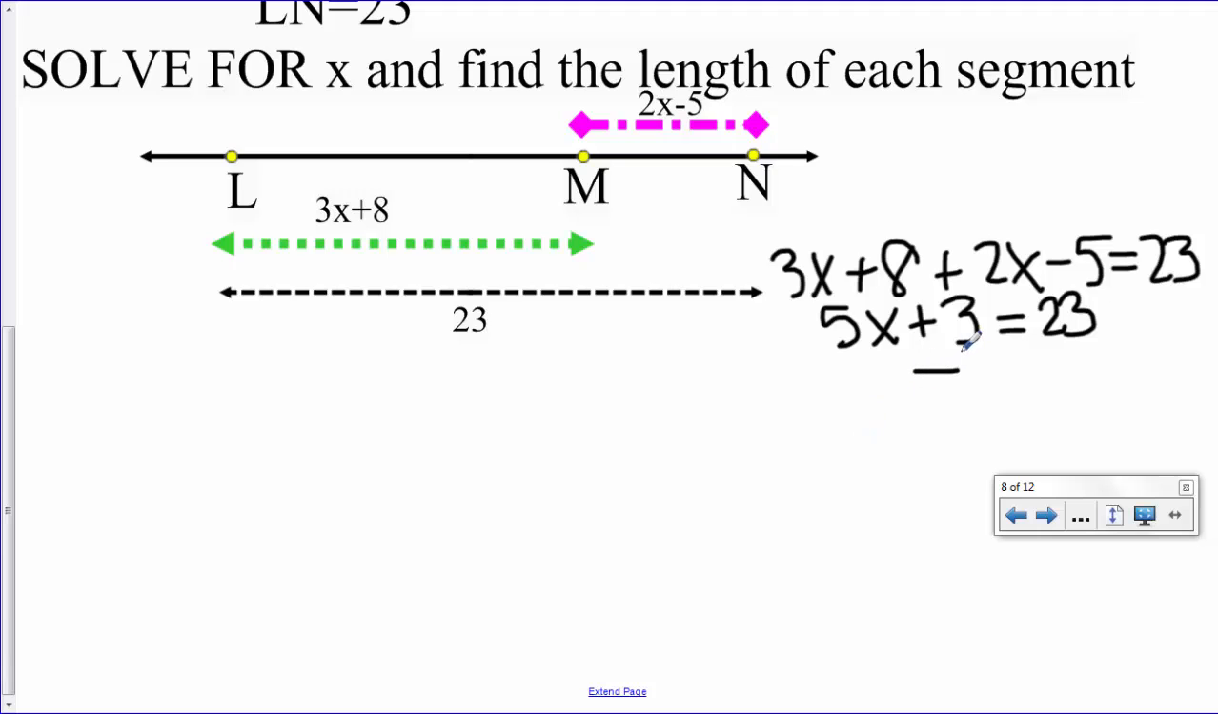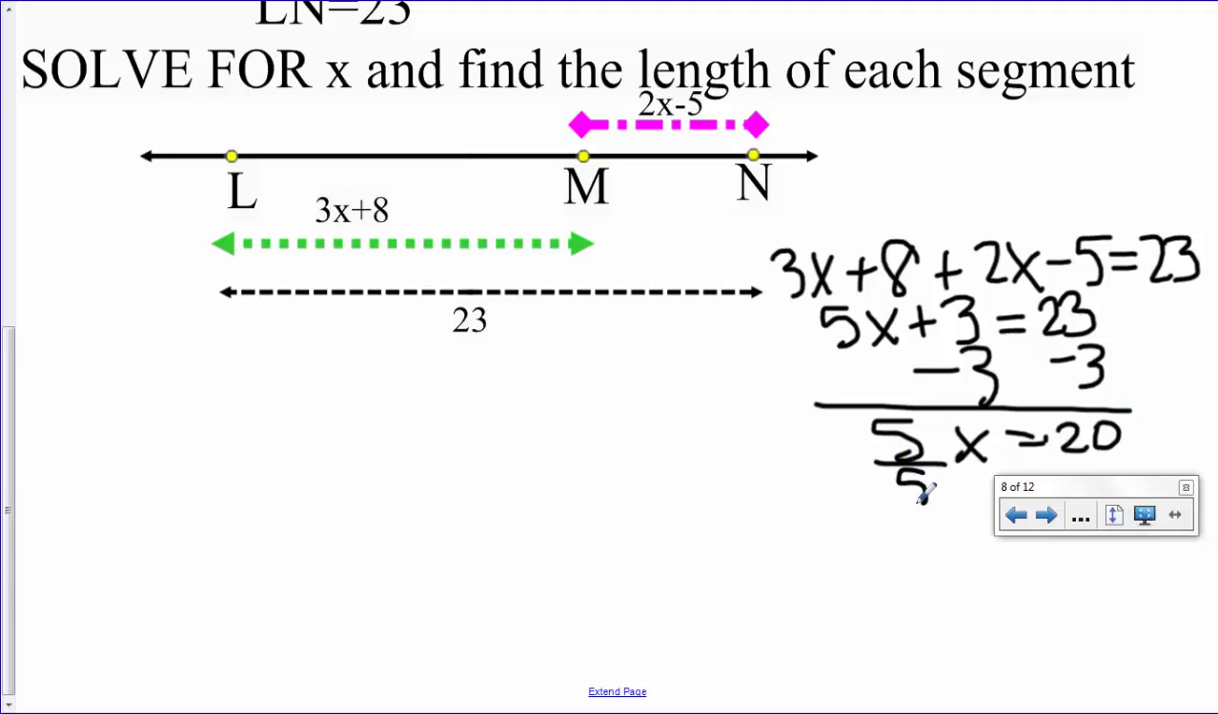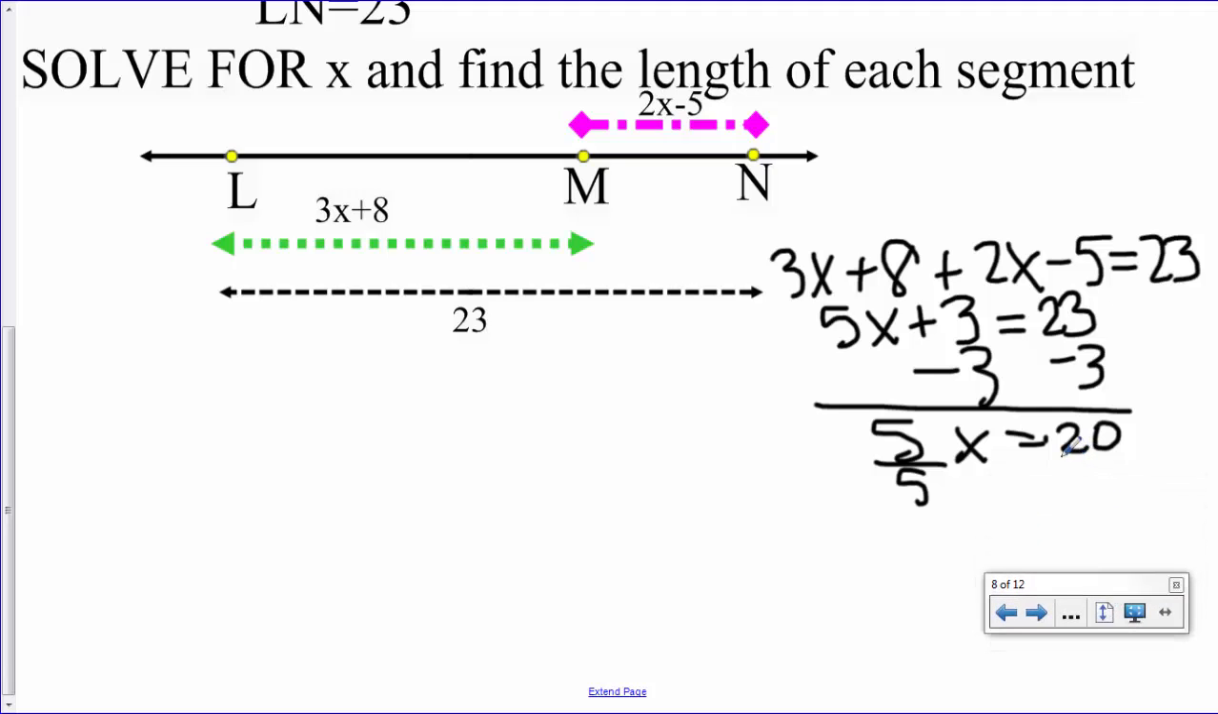Next, subtract 3 from both sides. 5x equals 20. Divide both sides by 5. x equals 4. Once you find x, we're using that in this problem to find the length of each segment.